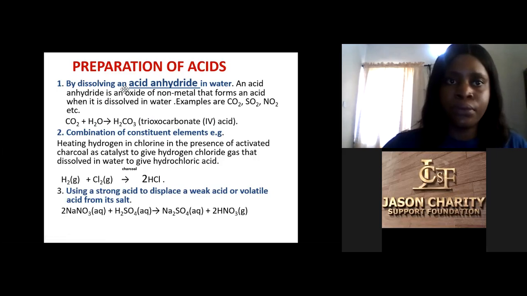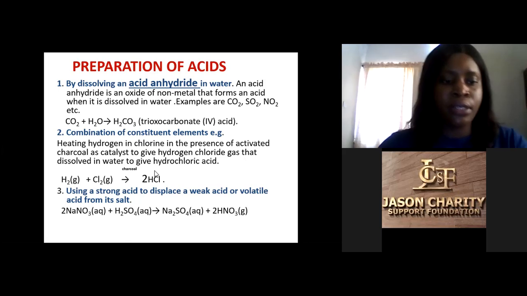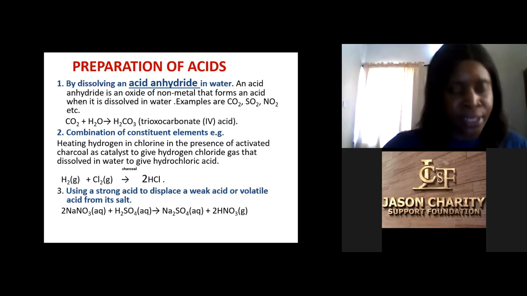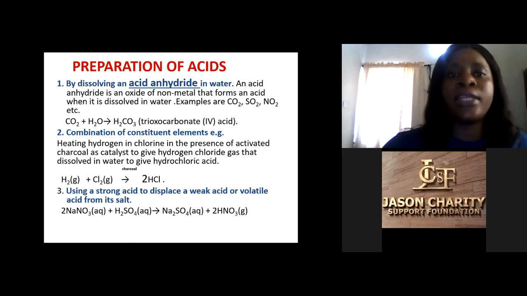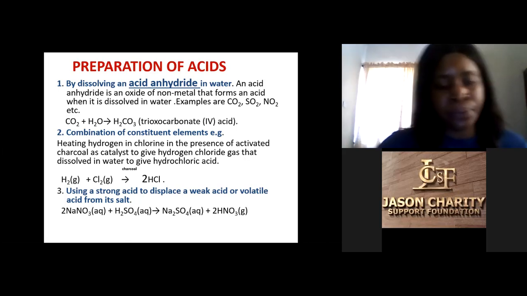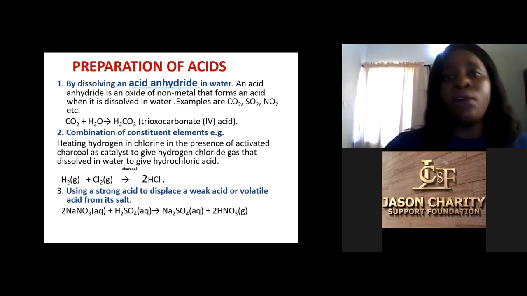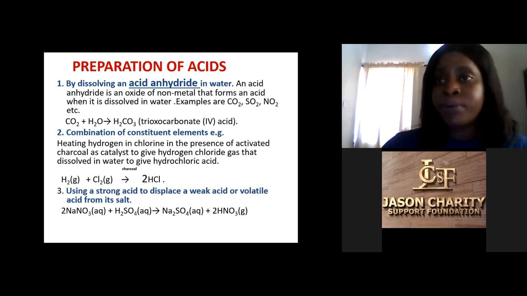So here I have preparations of acid. The first one, how do we prepare acid in the lab? The first one is by dissolving an acid anhydride in water. So what is an acid anhydride? An acid anhydride is an oxide of a non-metal that forms an acid when it dissolves in water.